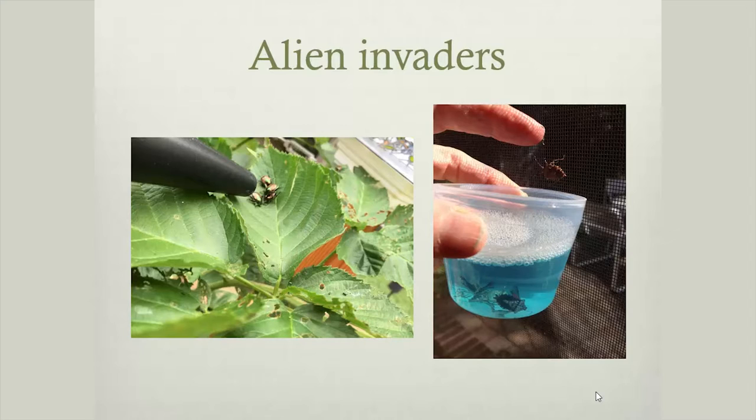So kudzu bugs are another one of these newer invasive pests. But again, they go for one family of plants, the pea family. So if you have wisteria, if you're crazy enough to have wisteria, keep an eye on it, because anything in that family is going to be attracted to kudzu bugs. So the soap will work, horticultural oils will work on them.